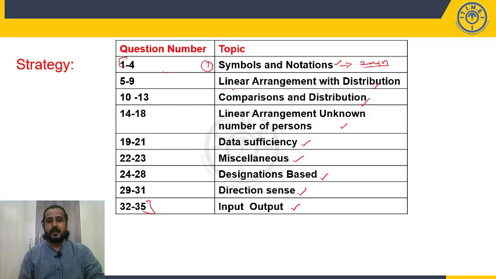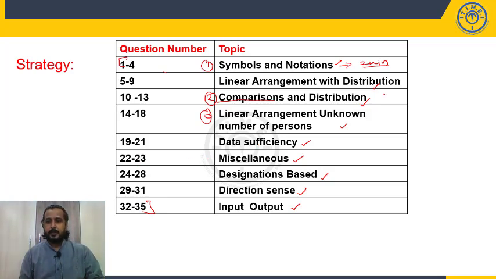Linear arrangement and distribution may take some time. Comparison distribution, as we know, comparison is easy, and distribution may be a little higher in difficulty, so you may choose this as the second one. Now linear arrangement with unknown number of persons: no extra parameter is given, so you may choose this as the third one. Data sufficiency is better attempted at the last. Miscellaneous, yes, but we have only 2 questions.